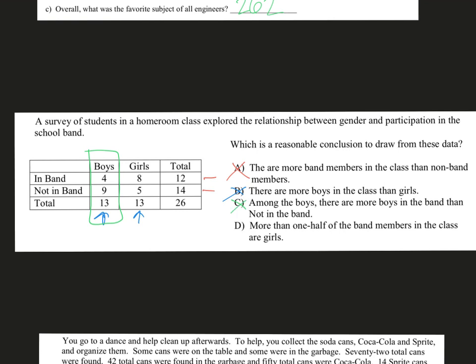And the last one, hopefully this is it. Otherwise, this was just a big trick question. It says more than 1/2 of the band members in the class are girls. So we're looking at all the people that are in a band, and we want to see if more than half of them are girls. Well, the total number of people in the band are 12. 8 of them are girls. 8 out of 12 is definitely more than a half. So D would be the answer for that one.